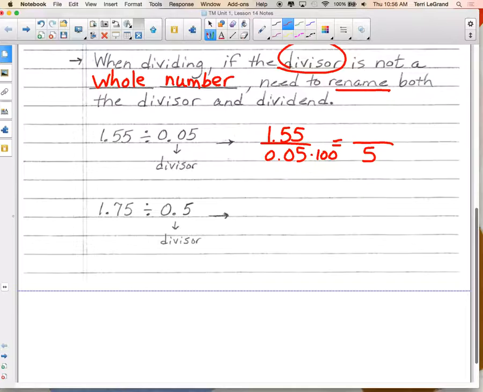Well, if you do that downstairs, you have to do it upstairs, the exact same amount. So 1 55/100 times 100 is 155.